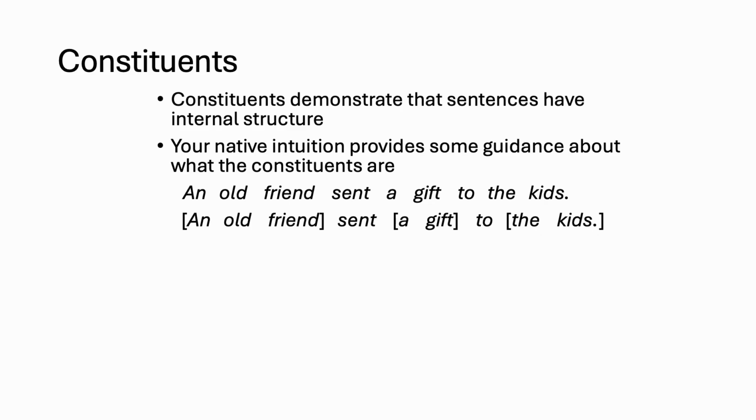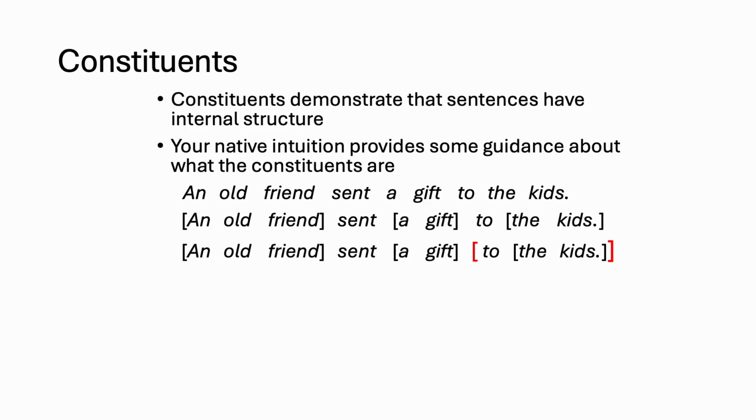Okay, so these are constituents, but let's look a little bit more. We know that these are the nouns, but what's the relationship of an old friend to a gift and the kids? Well, if we look a little bit more, we keep an old friend there, then we've got sent and a gift, and then we notice that to the kids goes together, because they're the ones that are receiving the gift. They're what's called an indirect object, and a prepositional phrase. So here we have a preposition to that is followed by the noun phrase, the kids.